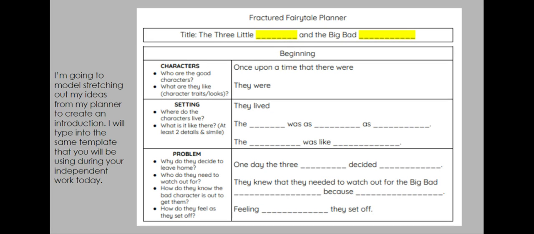Okay, let's start. The three little blank and the big bad blank. So I'm going to go over this. My story is the three little penguins and the big bad leopard seal. Once upon a time, there were three little penguins. I'm going to describe them. They were siblings, but very different from one another.